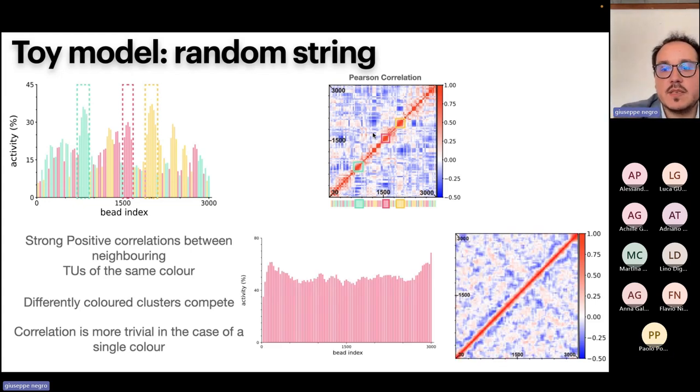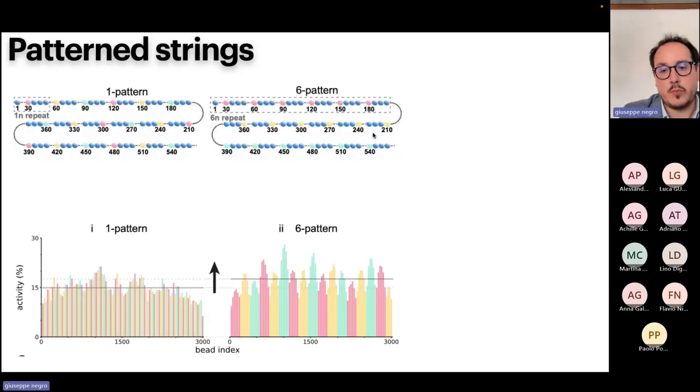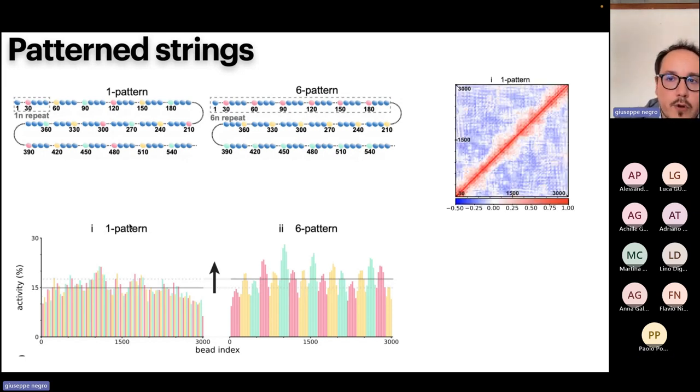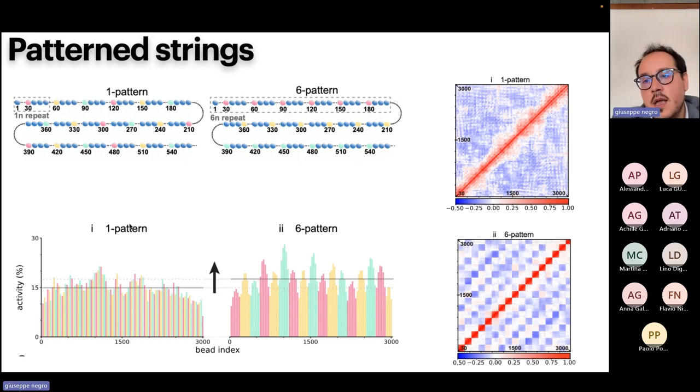The correlation is quite trivial in the one color case. It means that the introduction of this multicolor polymer model is actually introducing some non-trivial correlations as far as activity is concerned. For the pattern strings, the situation is actually the same. If you look at the six pattern, you can see that there is a periodic pattern in the activity. And again, the activity is higher compared to the one pattern case. And if you look at the Pearson correlation matrix, you get this really structured matrix of positive and negative correlations that are at play here.